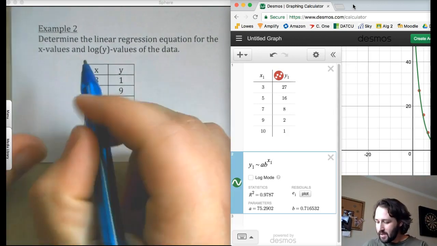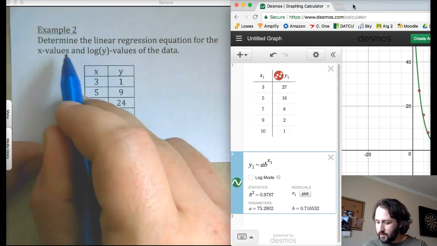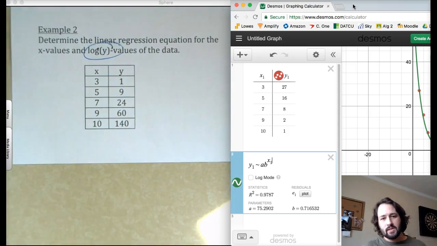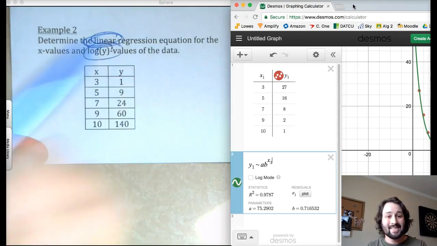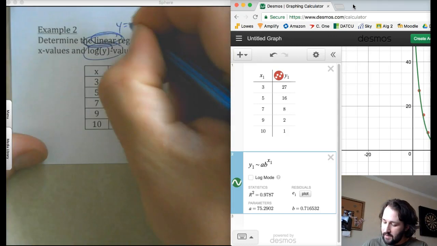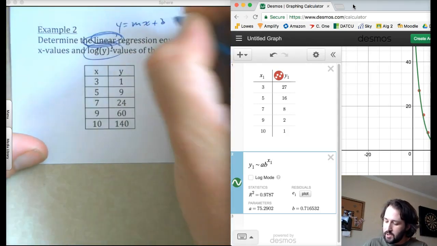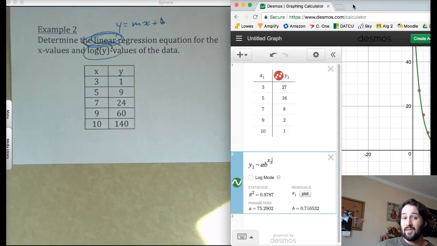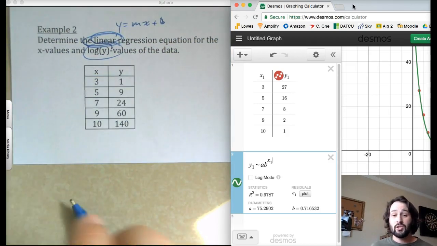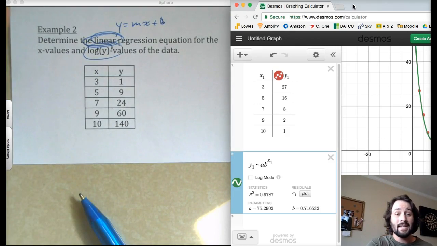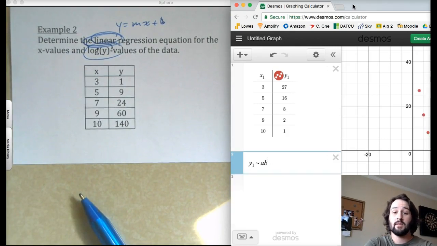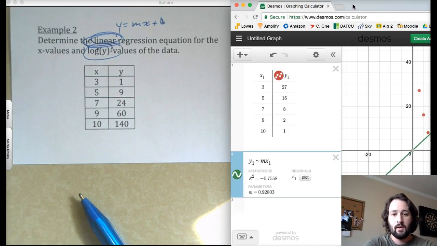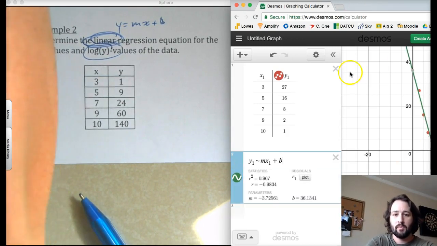All right. Determine the linear regression for the x values and log of y values. So this is a little bit weird. Notice it says linear regression, so it's telling us it's linear. So since it's linear, I have to use the mx plus b equation. That is our linear regression equation. Now it's saying log of y values, so instead of just doing the y values, I need to type in log of those values. So let's see if Apex will do that for us. I know I'm going to have mx plus b, so I'll go ahead and type it while I'm on that.